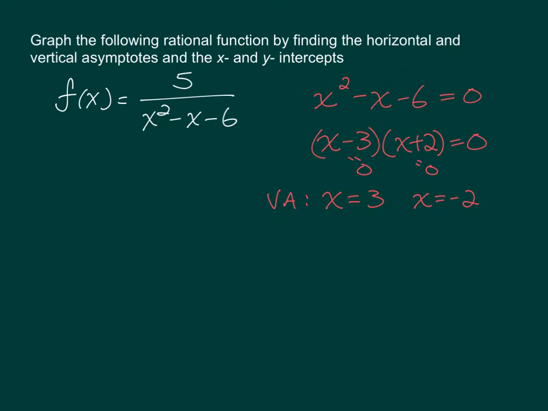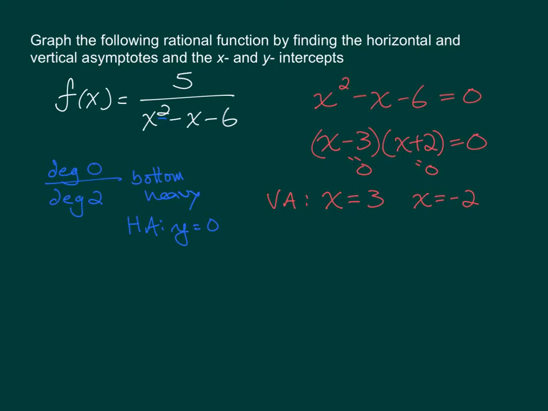To find the horizontal asymptote, we need to check the degree of the numerator. And since there are no x's in the numerator, we will have a degree of 0. And in the denominator, the highest power of x is 2. So the denominator has a degree of 2. This is what I call bottom heavy, which means that the horizontal asymptote is y equals 0.